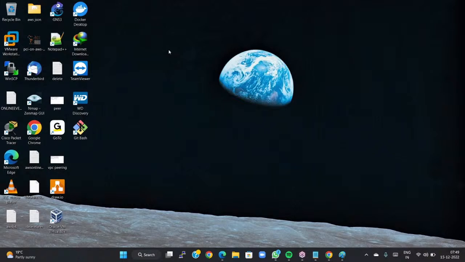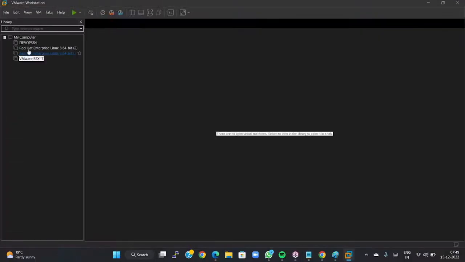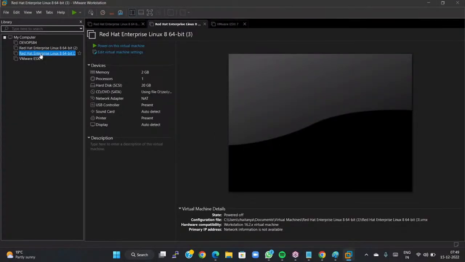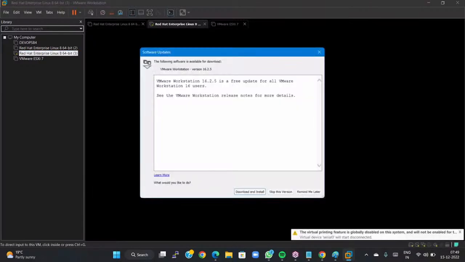If at a time I want to run a Linux application and a Windows application simultaneously, then I can simply go for virtualization, where I am going to install Red Hat Linux in my Windows operating system also. This is virtualization.